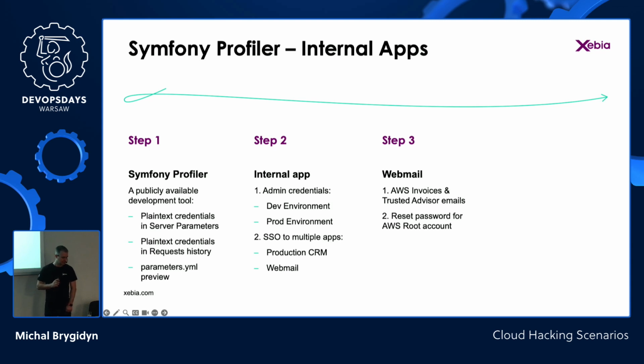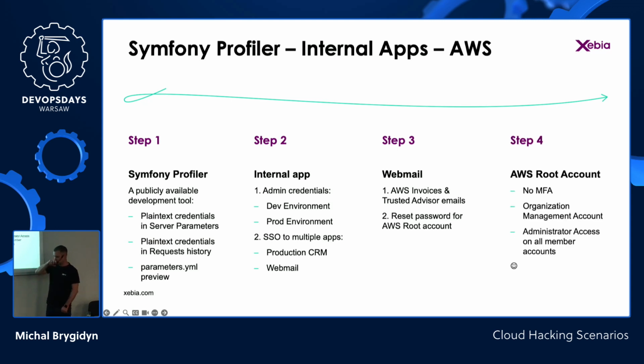And this is when I already reported it to the company, and the CTO of the company said, dig deeper and we'll see if our internal policy works and if they catch you. So what next? I decided to try to reset the password for the root user, because if they get the Trusted Advisor emails and the invoice, maybe that's the root user of the AWS account, so the owner of the account. And this is what I tried to do.